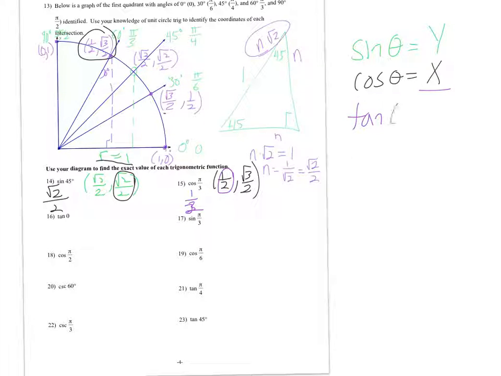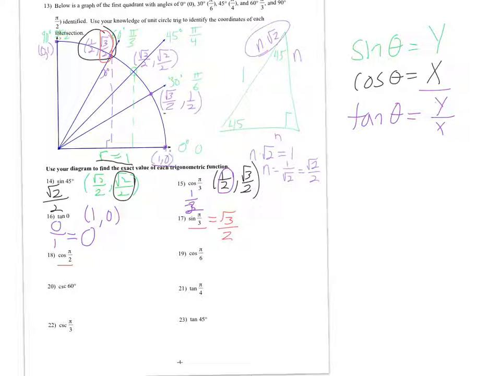Tangent of an angle is equal to the y-coordinate divided by the x-coordinate. In doing that here, at 0 we have (1, 0) as my coordinates. The y divided by the x is 0 divided by 1, which is just 0. Going a little bit faster through some more of these, sine of pi over 3 means the y value at pi over 3, or the square root of 3 over 2.